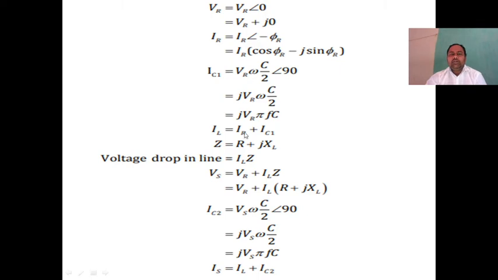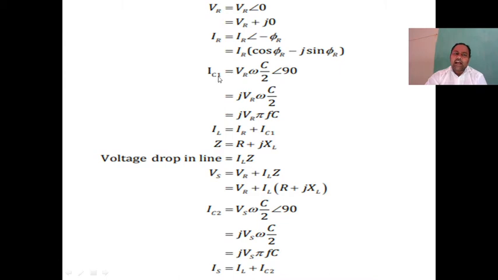Next, how can you represent VR? VR is equal to VR at an angle 0, because VR is taken as a reference, VR plus j0. IR is equal to IR at an angle minus phi r, always lagging. That represents both cos and sin terms: IR of cos phi r minus j sin phi r. Initially, from the short line and T method, IR will be IR of cos phi r minus j sin phi r.